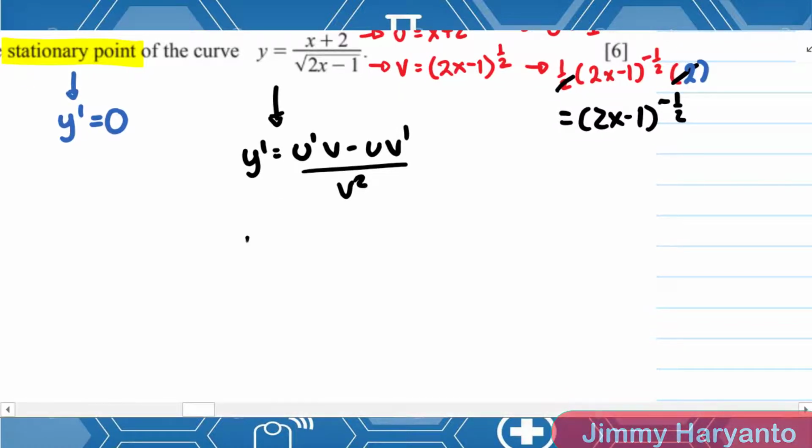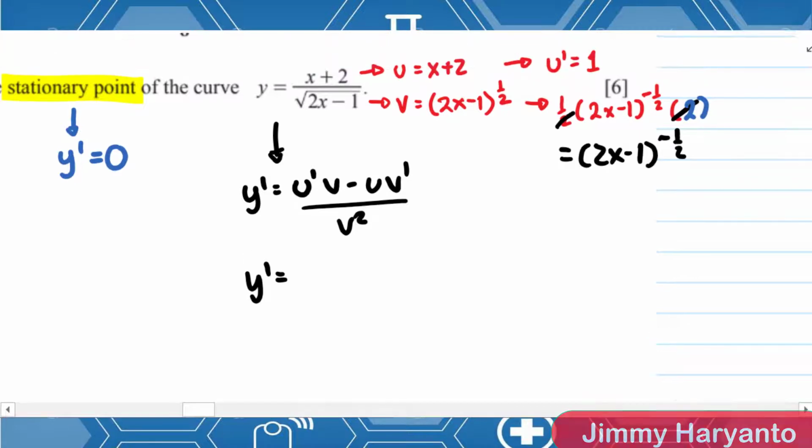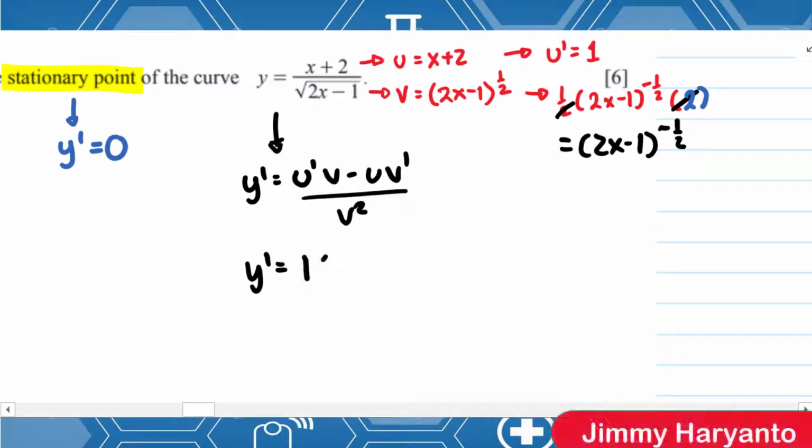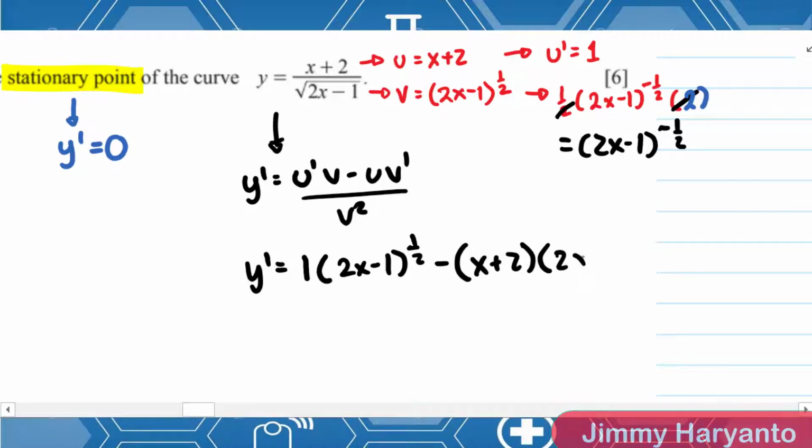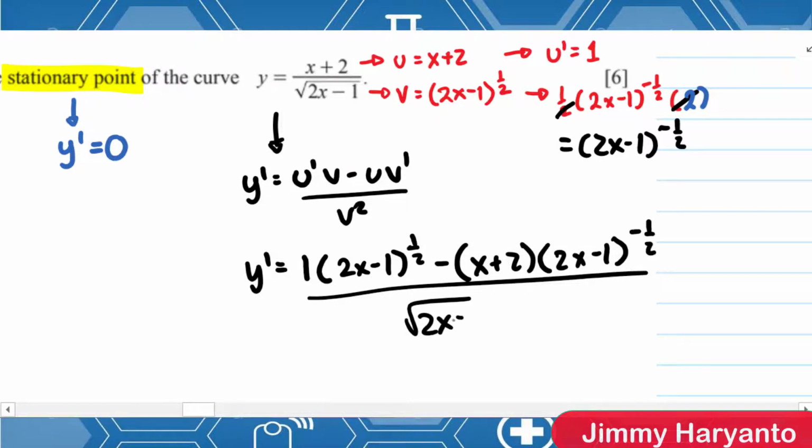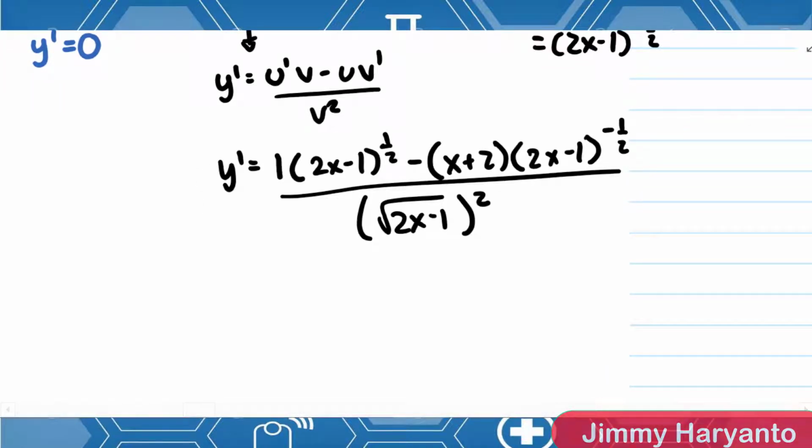Formula. Yeah, so y' equals u'v minus uv' over v squared. u' is 1 times v. v is (2x minus 1) to the power of half minus u. u is x plus 2. v' is (2x minus 1) to the power of negative half over v squared, which is the square root of 2x minus 1, squared. And y' should be equal to 0.